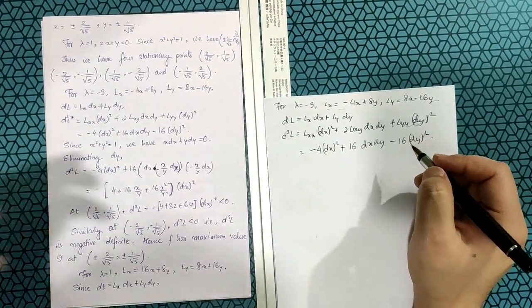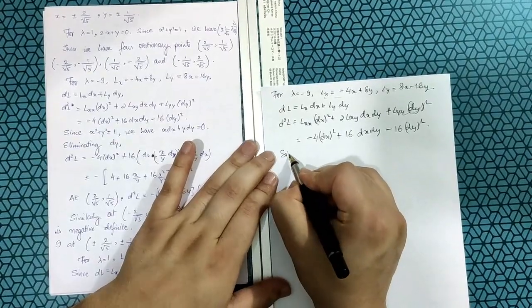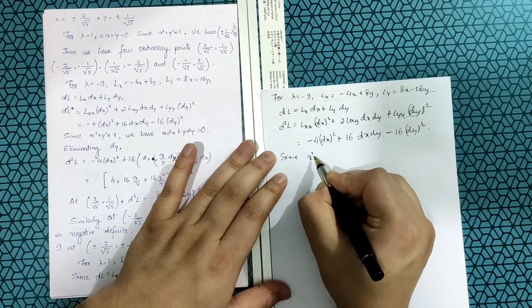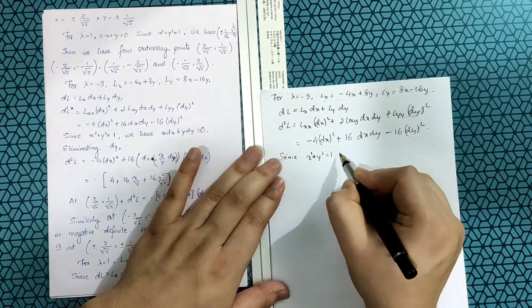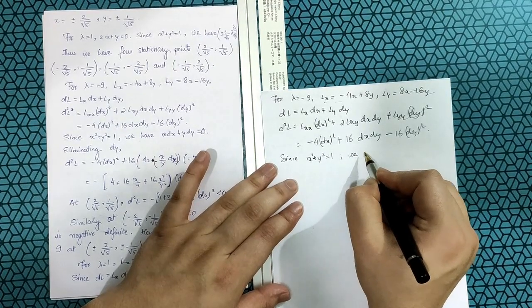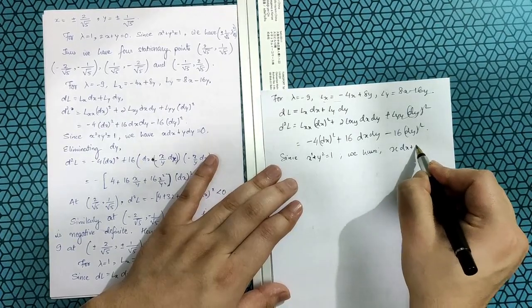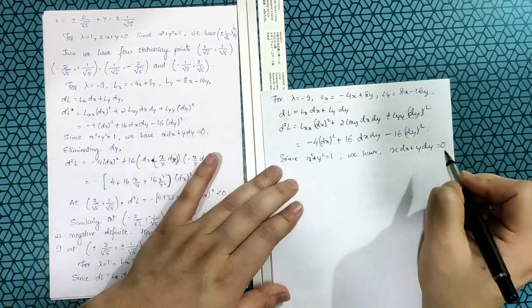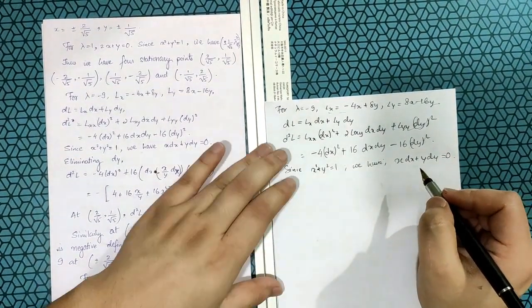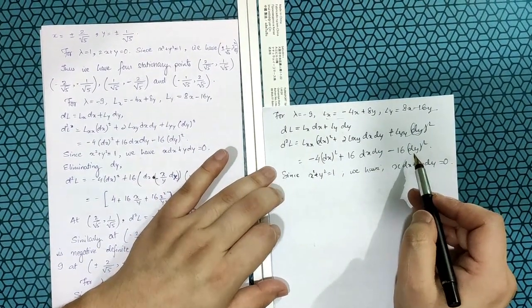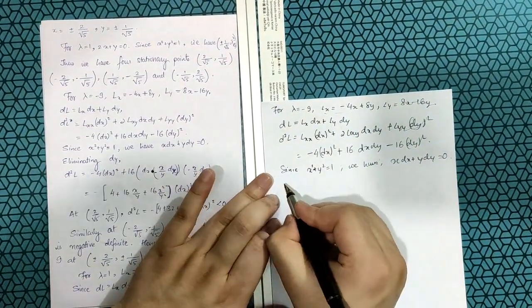But what we have, since we had x square plus y square is equals to 1, is the relation x dx plus y dy is equals to 0. So we now try to eliminate dy in this. So how will we do that?